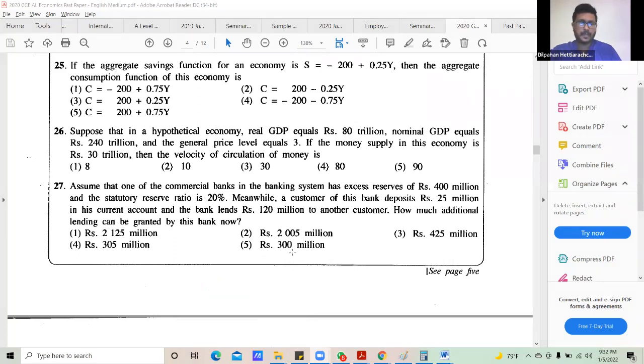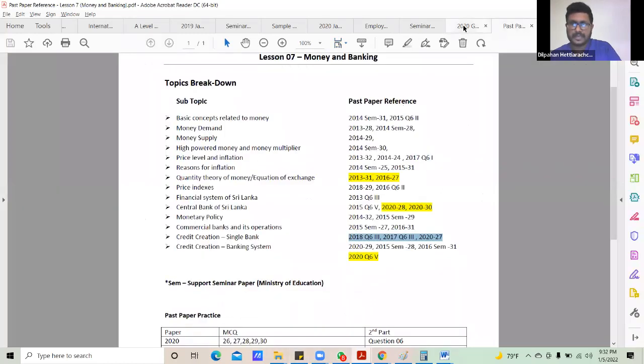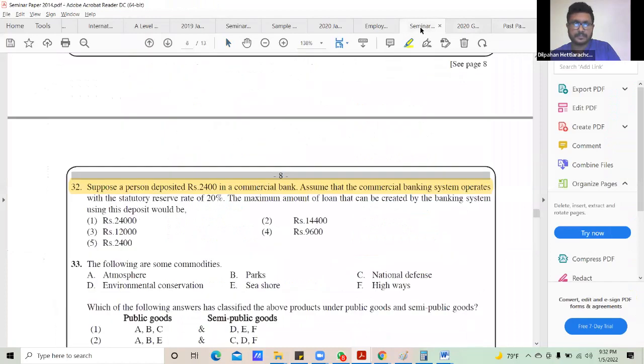Done. So basically, single bank calculations we are done. Then we can go on to the banking system calculations. In banking system calculations, our calculations change totally. Single bank and banking system calculations are totally different. I'll take a banking system calculation. This is a support seminar paper question.